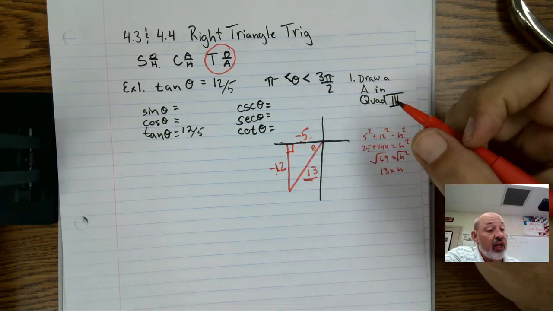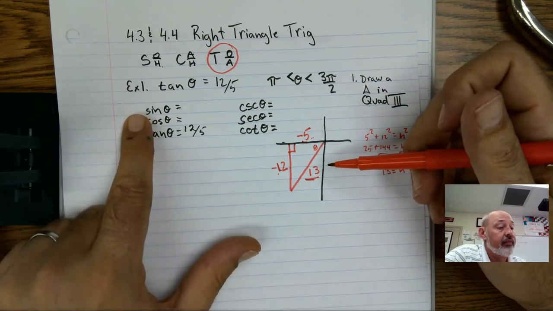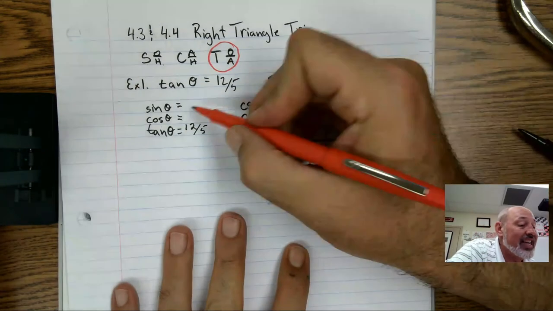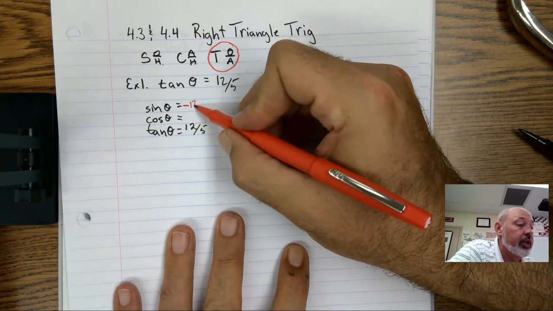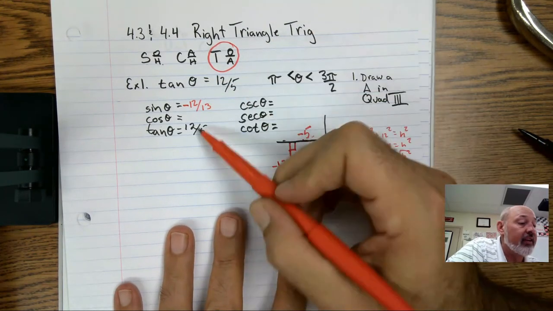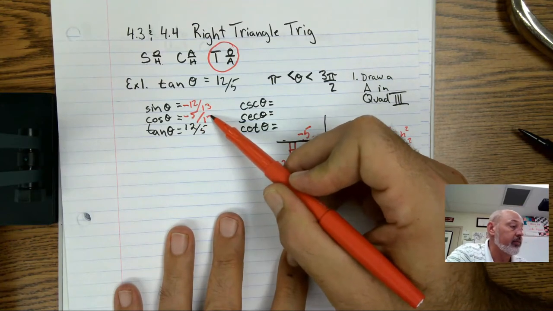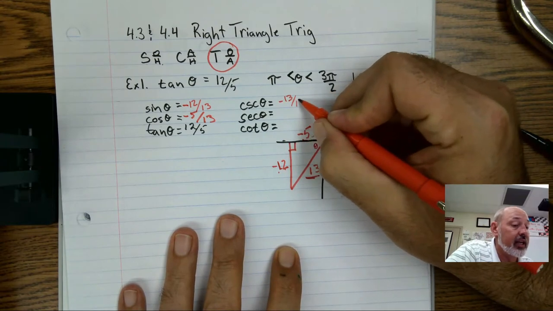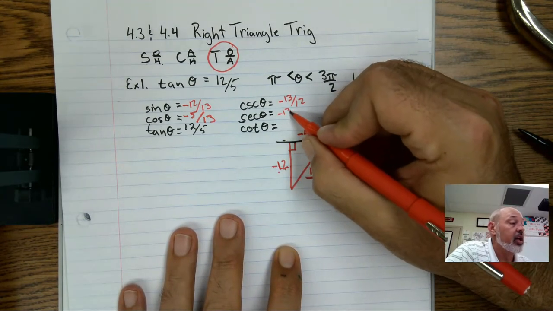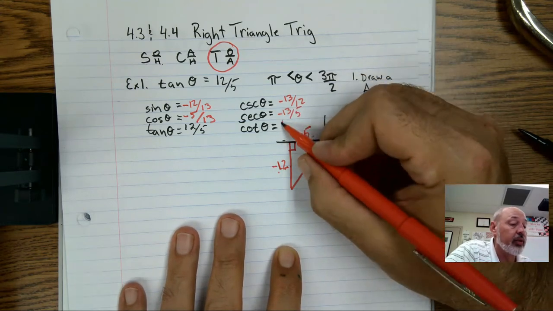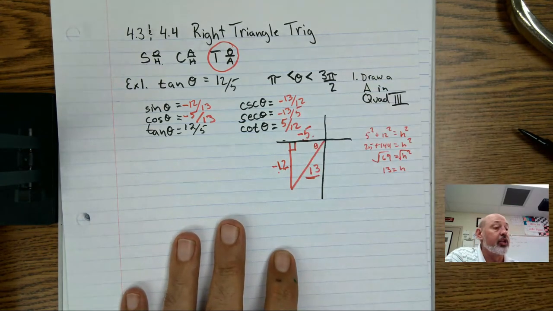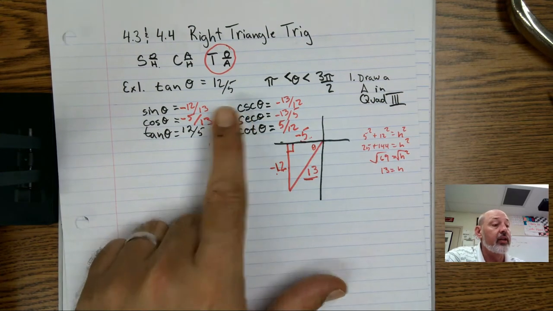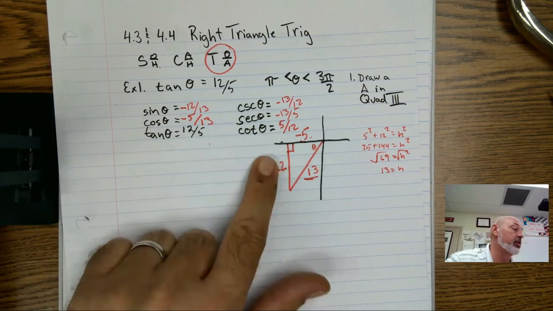Now, you need this to find the sine of theta. The sine is opposite over hypotenuse, so that's negative 12 over 13. The cosine would be negative 5 over 13. Cosecant would be negative 13 over 12. Secant, negative 13 over 5. Cotangent is a positive 5 over 12. I got those by just taking the reciprocal of these three. Cosecant is the reciprocal of sine, secant is the reciprocal of cosine, and cotangent is the reciprocal of tangent.